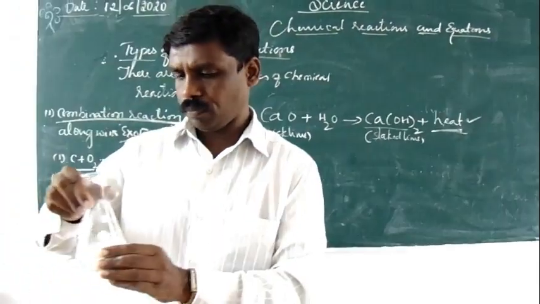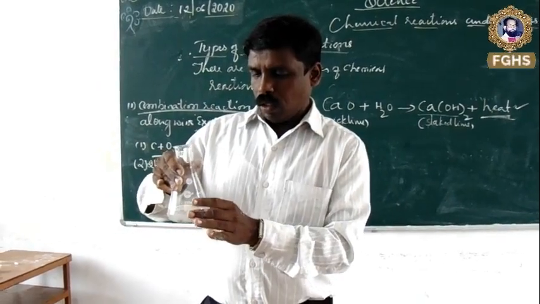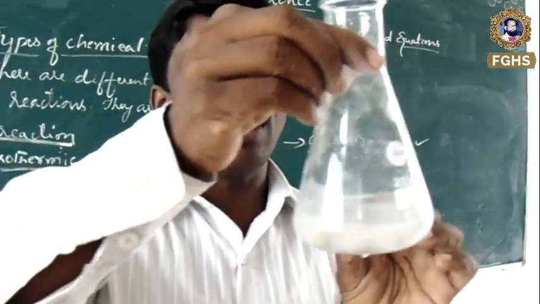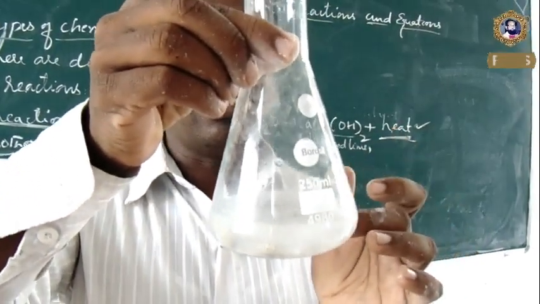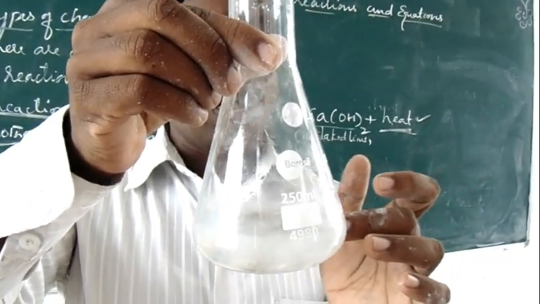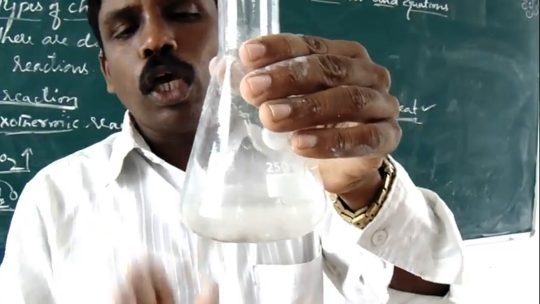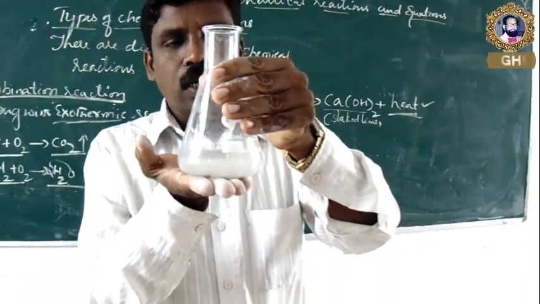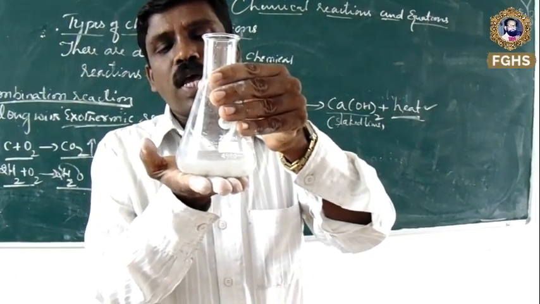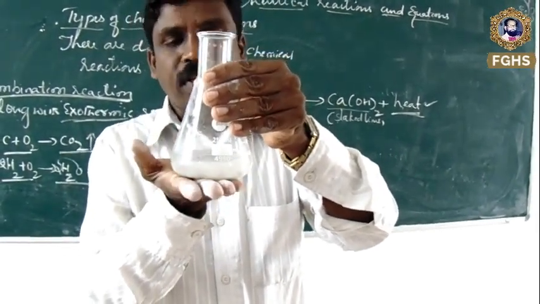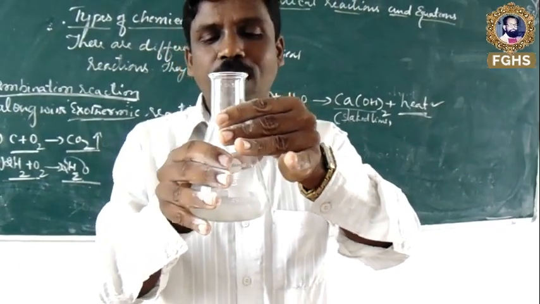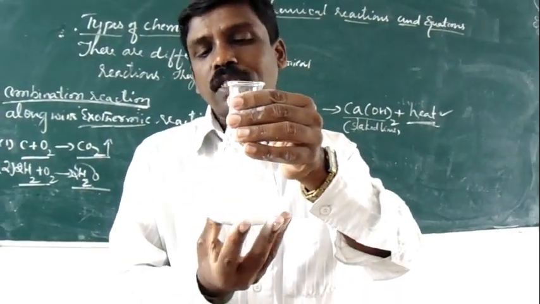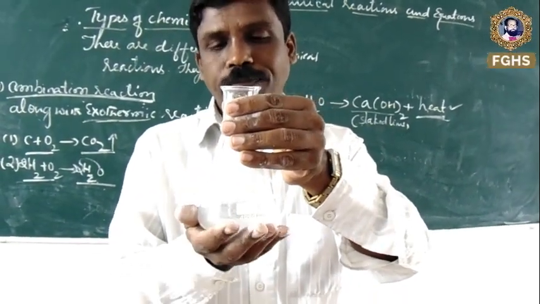See here. Calcium oxide reacts with water to give calcium hydroxide. The milky substance that is seen here is nothing but calcium hydroxide. Children, if you touch this part, you can feel the warmness. Why is the solution warm here? It is because during this chemical reaction, heat is produced. That is why this solution has become warm.